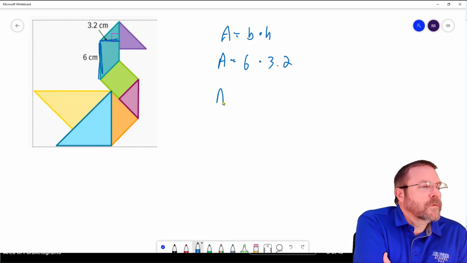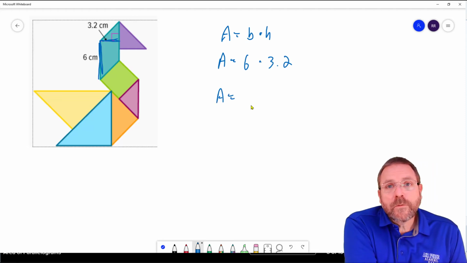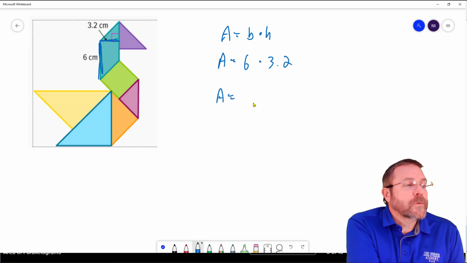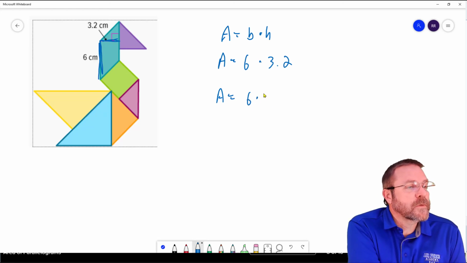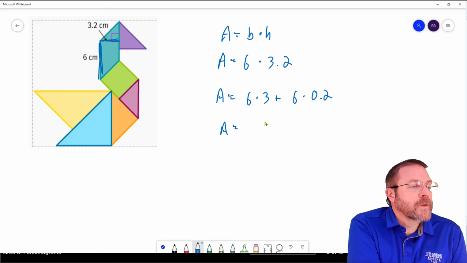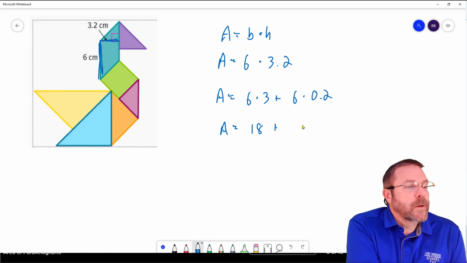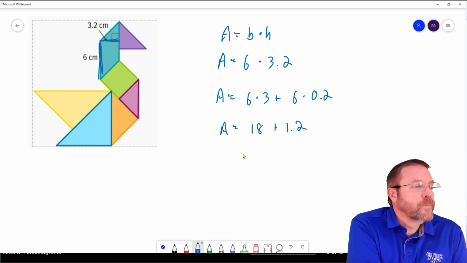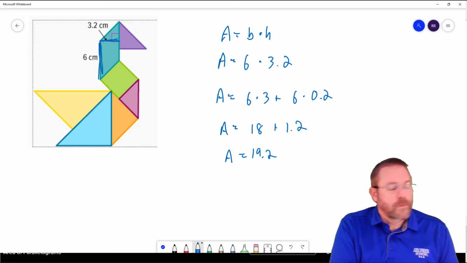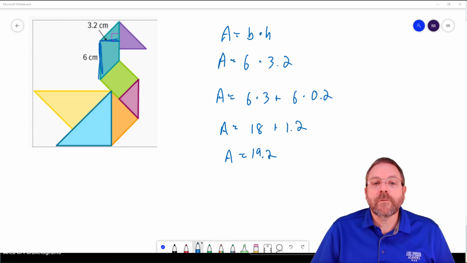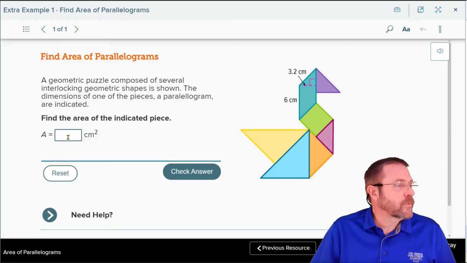So from there, I can say area is equal to, and once again, you could use your distributive property to solve this, or you could work it the hard way. Using the distributive property, that would be 6 times 3 plus 6 times 0.2. That means area is going to equal 18 plus 1.2, which means area is going to equal 19.2. So the area of that parallelogram in the goose would be 19.2 centimeters squared.